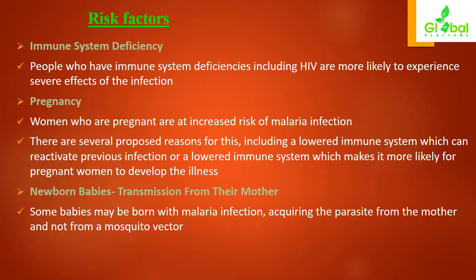Newborn babies, transmission from their mother. Some babies may be born with a malaria infection, acquiring the parasite from the mother and not from a mosquito vector. So rather than receiving the parasite from a mosquito, direct transmission happens, especially in newborn babies and infants, from the blood of the mother to the fetus.